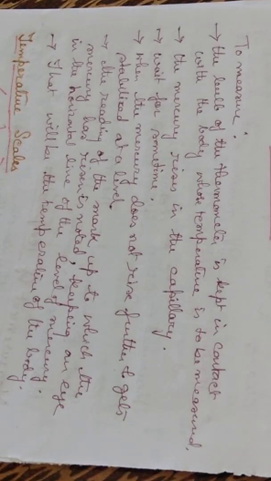When the mercury does not rise further and is stabilized at a level, the reading of the marking to which the mercury has risen is noted. Keep your eye in a horizontal line with the level where the mercury has stabilized, not sideways, otherwise you will not get the correct reading. Then that will be the temperature of the body.